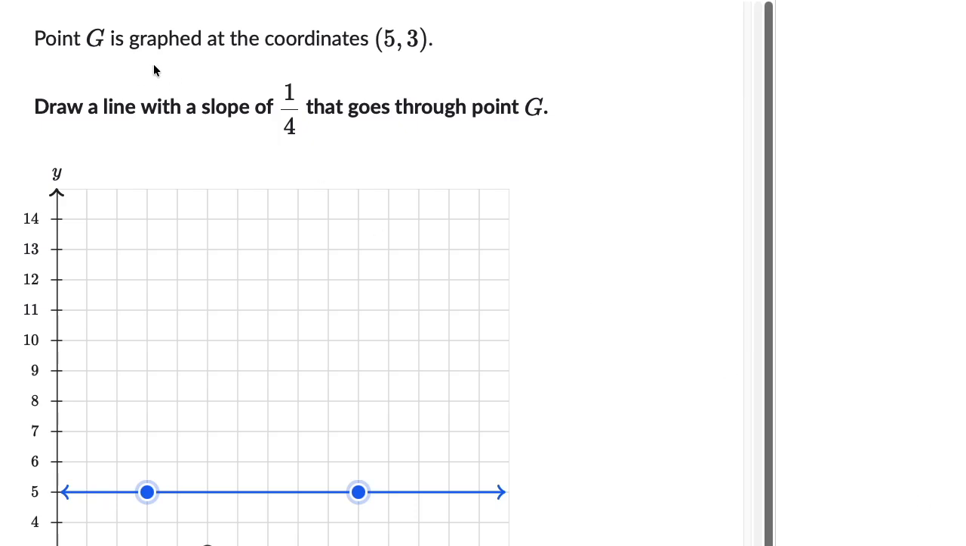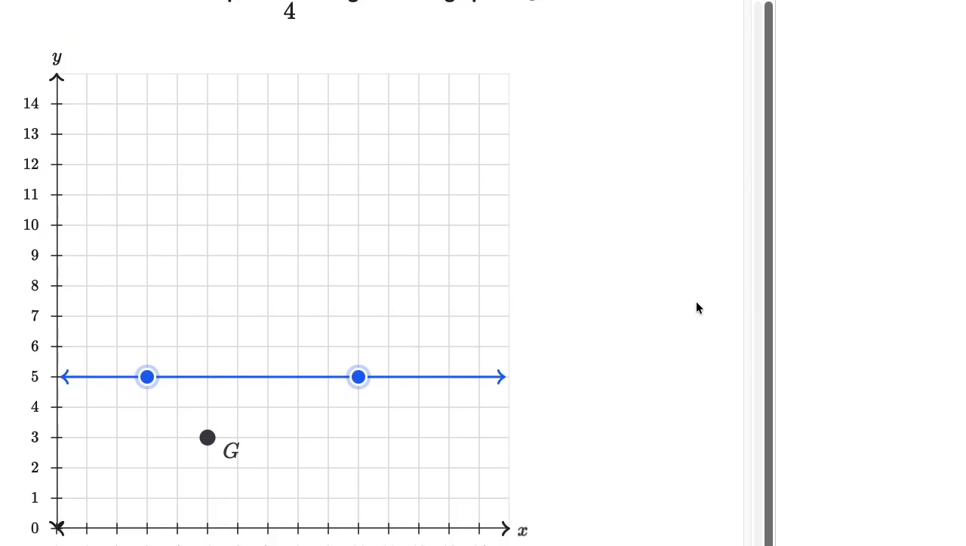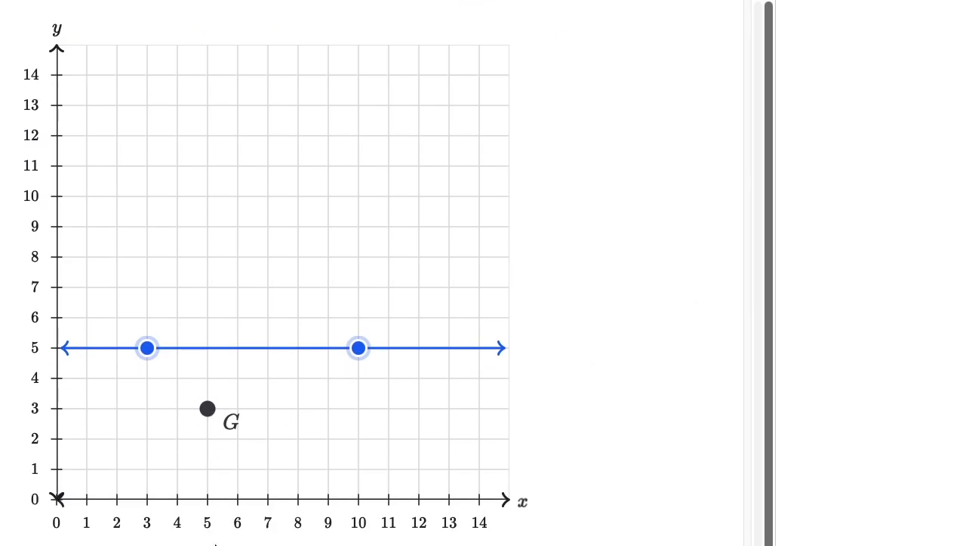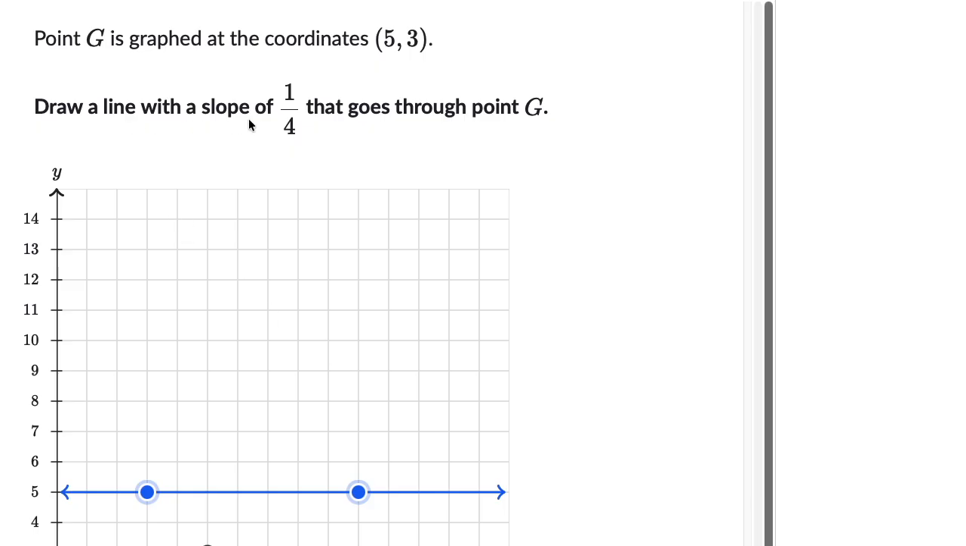So we're told point G is graphed at the coordinates (5, 3). And if we scroll down, we can see point G right over here, and it is indeed at the point (5, 3). And they say draw a line with a slope of 1/4 that goes through the point G.